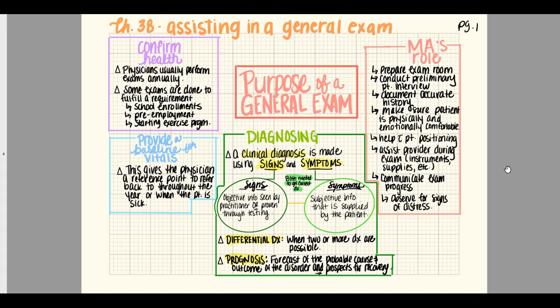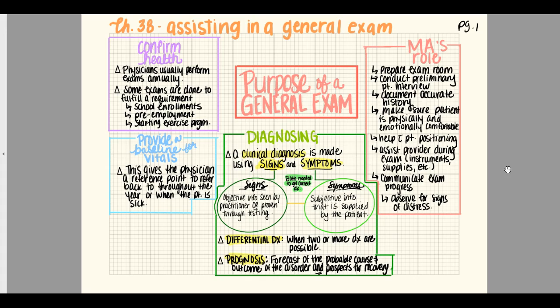So another reason why we do these general exams is to provide a baseline for vitals. This gives the physician a reference point to refer back to throughout the year or when the patient is sick. So if we know that the patient's blood pressure, anytime they come in the office, is usually in a normal range, then when they are ill and it is below or above normal, we can look back at the physical exam or their other vital signs patterns and see that that is an abnormal reading for that patient.